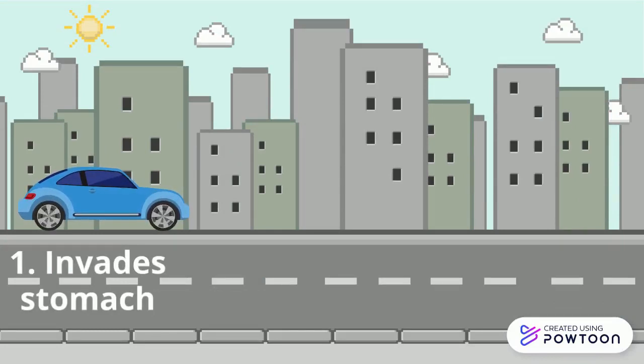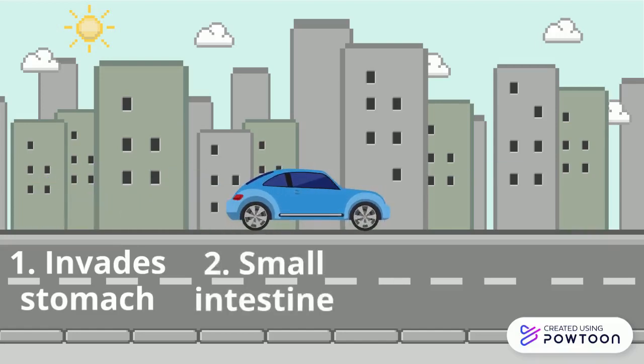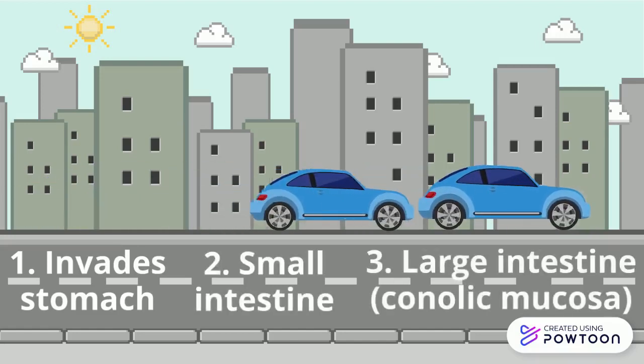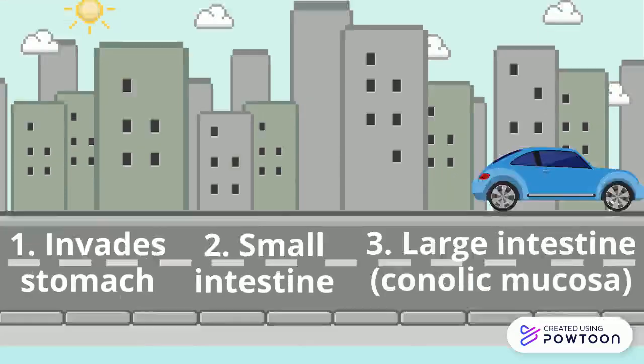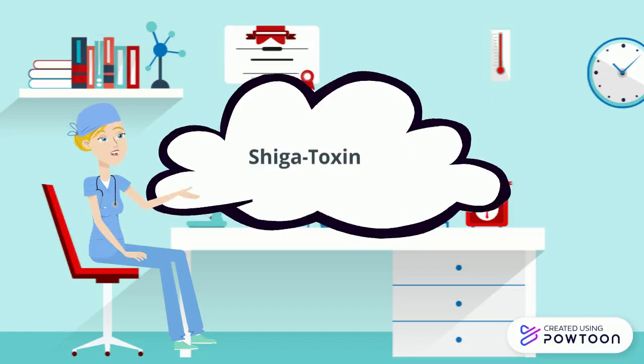Shigella dysenteriae then moves to the small intestine and invades the canalic mucosa of the large intestine using a Shiga toxin. A Shiga toxin is a neurotoxin elaborated by Shigella dysenteriae and inhibits ribosome function in the large intestine.